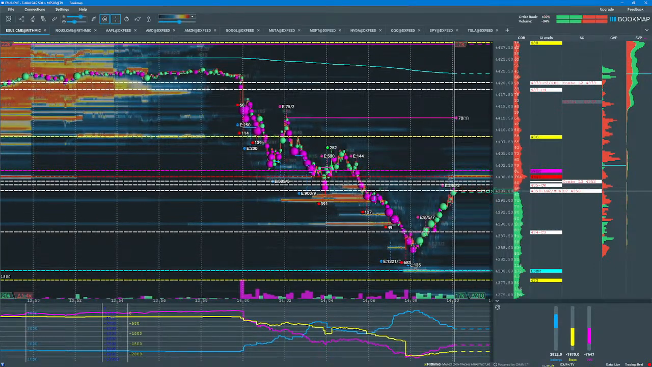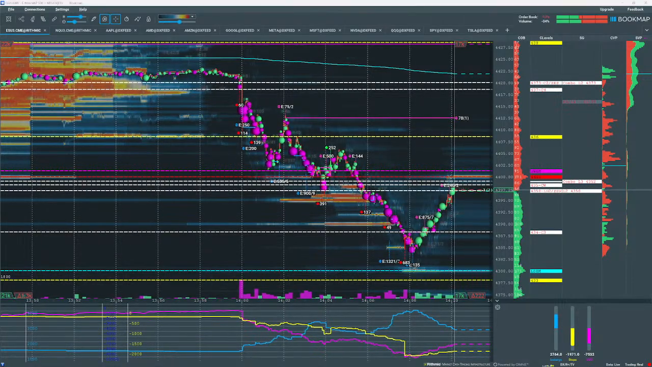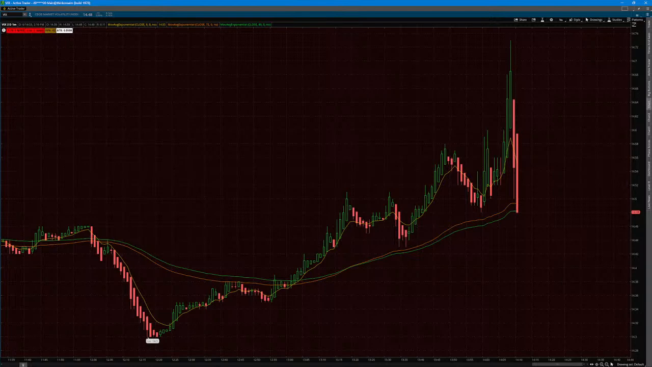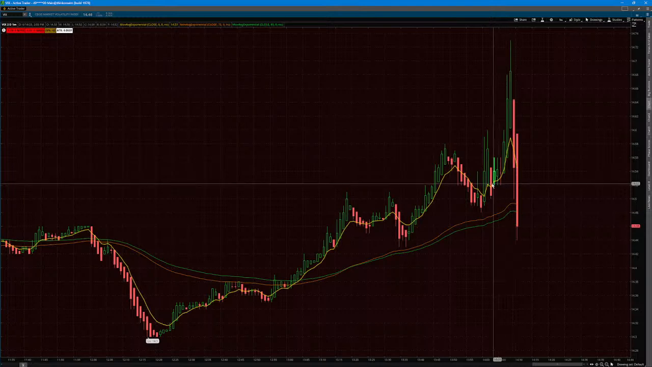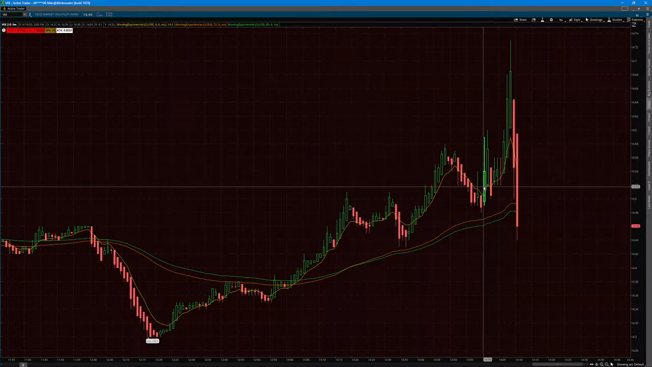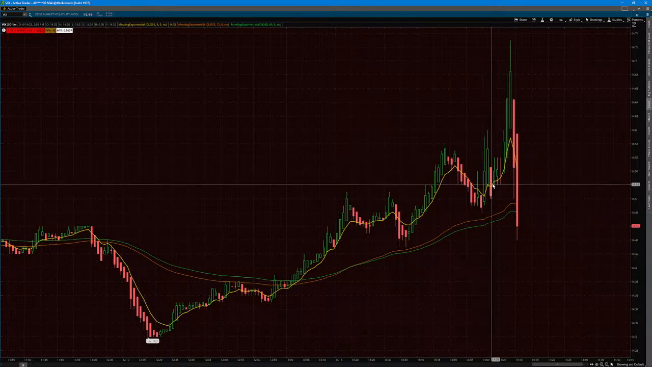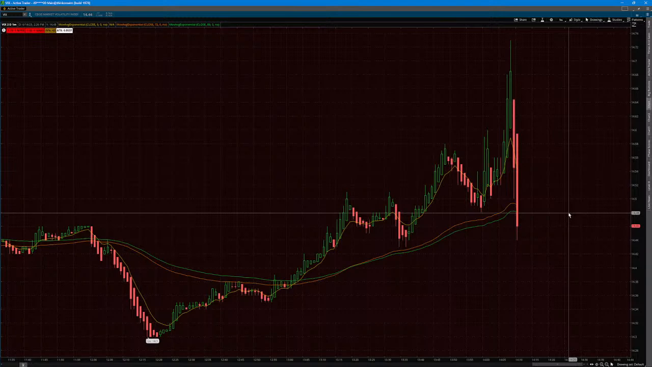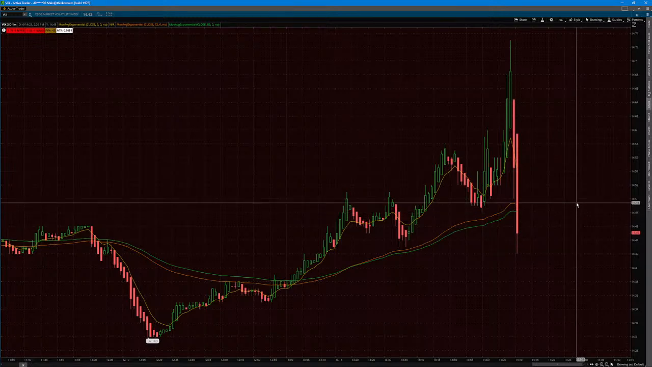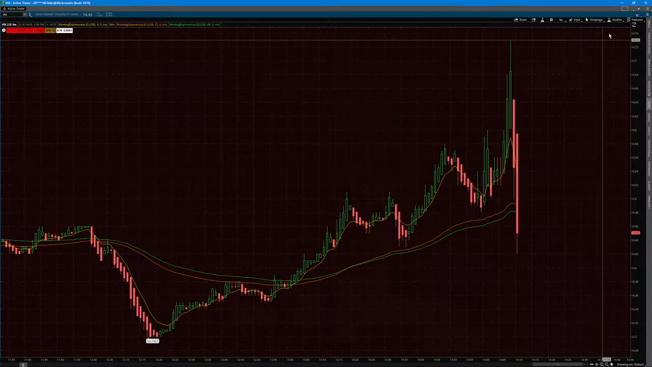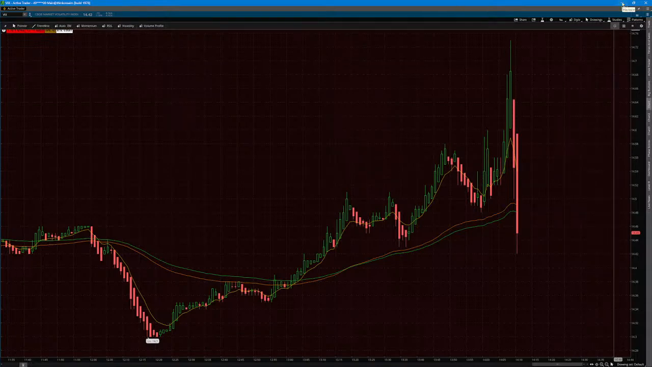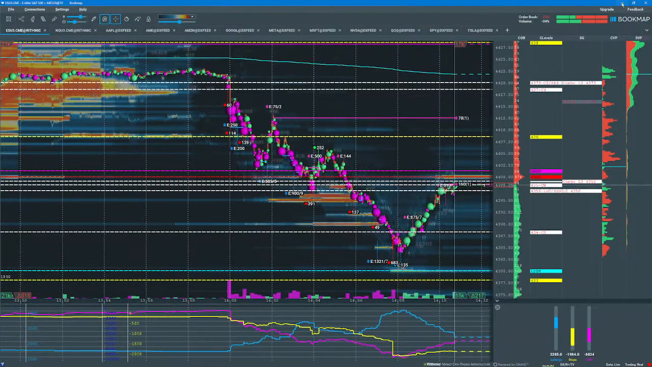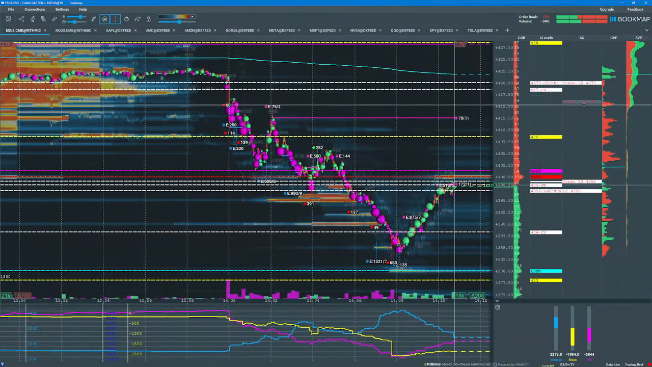Let's take a look at VIX and see what VIX is doing. So initially VIX moved higher. This is a one minute chart just for VIX. And now it's reversing lower, and it is lower for the day. And that should support a price move higher.